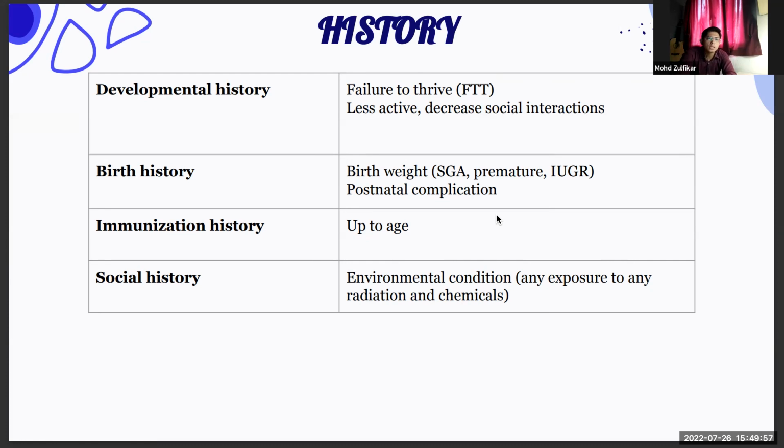So the last one is social history. Regarding the environmental condition, is there any exposure to radiation or chemical exposure such as benzene? So next one, next slide.